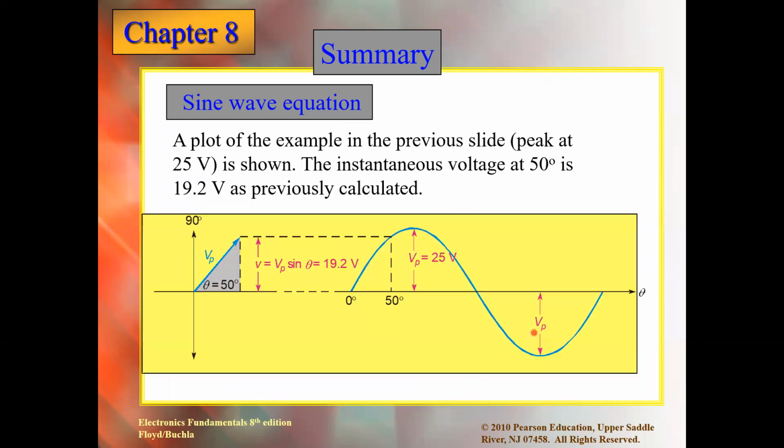All right. Now you look here. In a plot of the previous slide, the peak value is 25. We are discussing again that the instantaneous voltage at 50 degrees is 19.2 volts, as previously calculated. Here is 0 degrees and 50 will fall somewhere here, and we just measure that instantaneous value, which comes to 19.2 volts. So this way we can show the vector here.